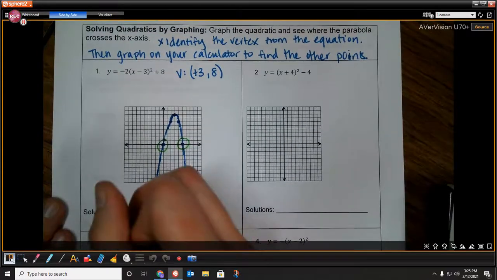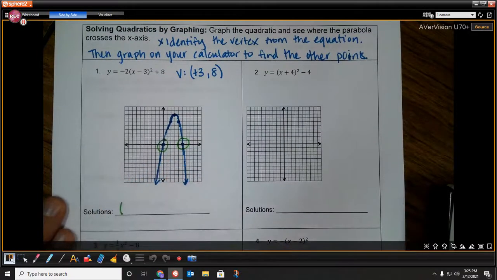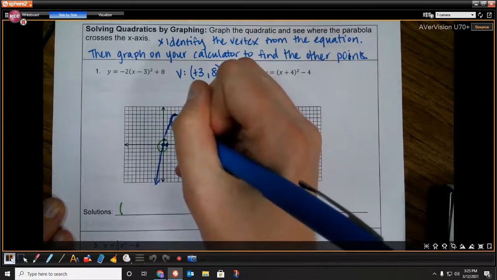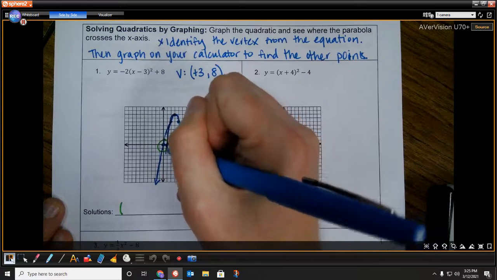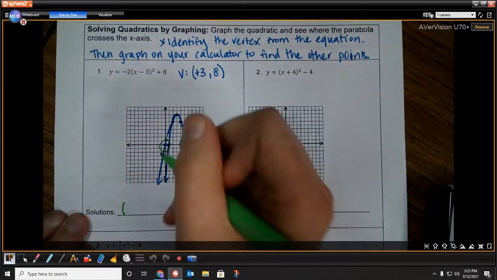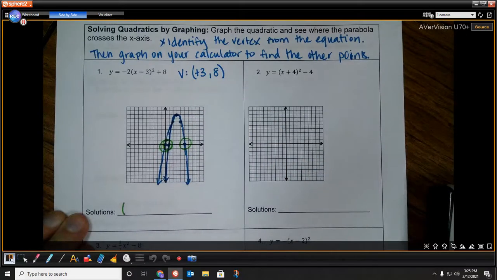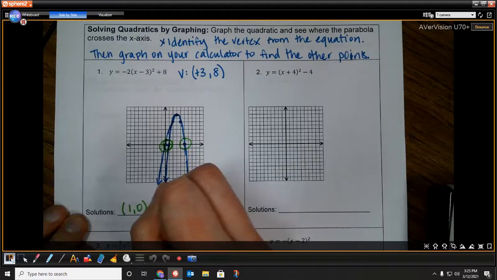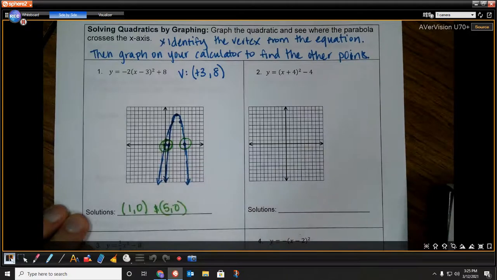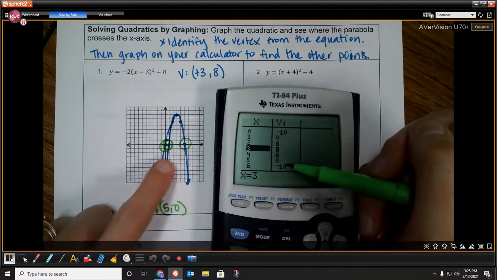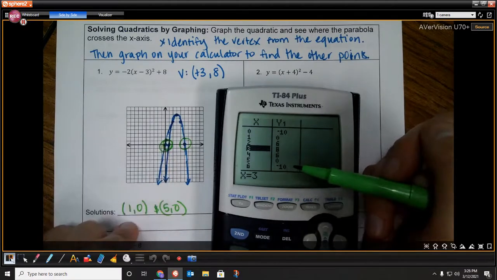So my solutions in this case would be, oh, I graphed that wrong, didn't I? It's supposed to be 1, 0. No wonder it looks odd. Not 0, 0. My bad, guys. Ignore the 0, 0. It's 1, 0. There we go. So it is 1, 0, and 5, 0. You can also see that in your table. Sorry, guys. I was wondering why the graph looks so off.